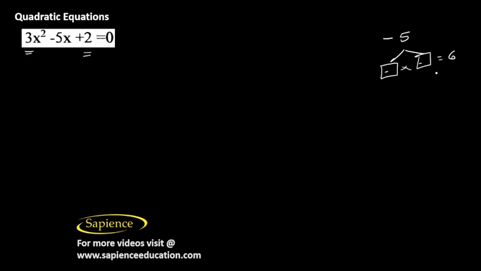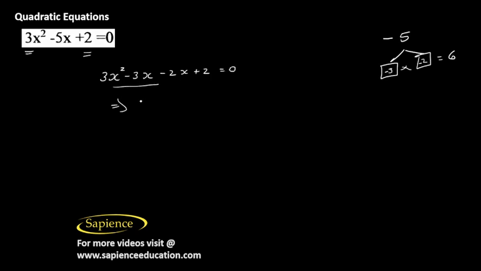And 6 is 3 times 2. So minus 3 times minus 2 is also plus 6 only. Minus into minus will become plus, 3 times 2, 6. And minus 3 plus minus 2 is minus 5. So this is how we are supposed to split the middle terms. So 3x square minus 3x minus 2x plus 2 equal to 0.